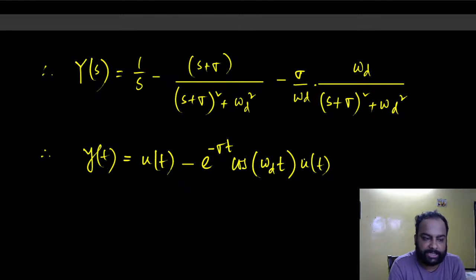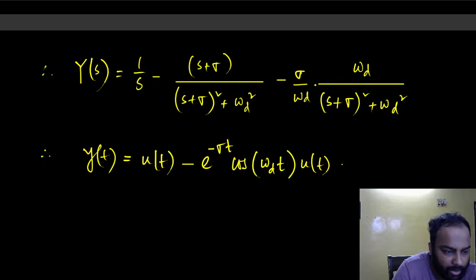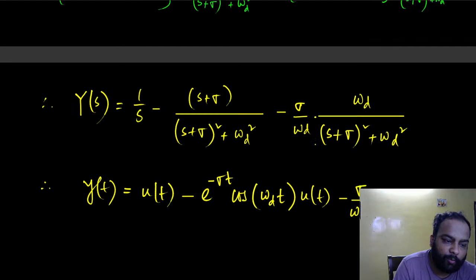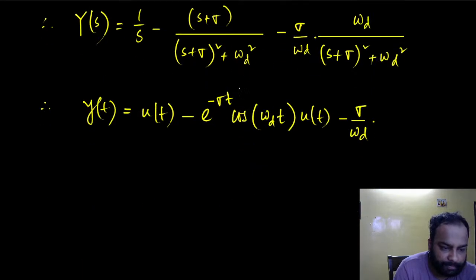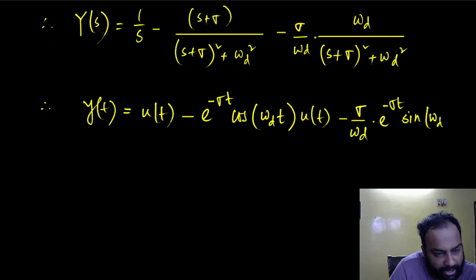Again, u(t) is there just to ensure that the value of the output is 0 before t equals 0. And here I have minus sigma by omega_d, times the inverse Laplace transform of omega_d divided by (s plus sigma) whole squared plus omega_d squared. Of course, that is e to the power minus sigma t sine omega_d t u(t).